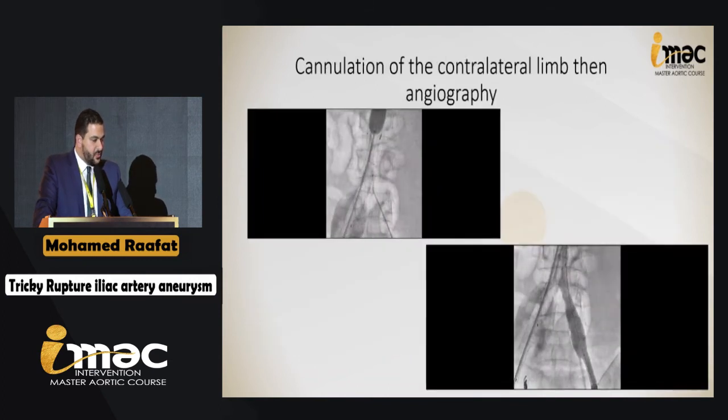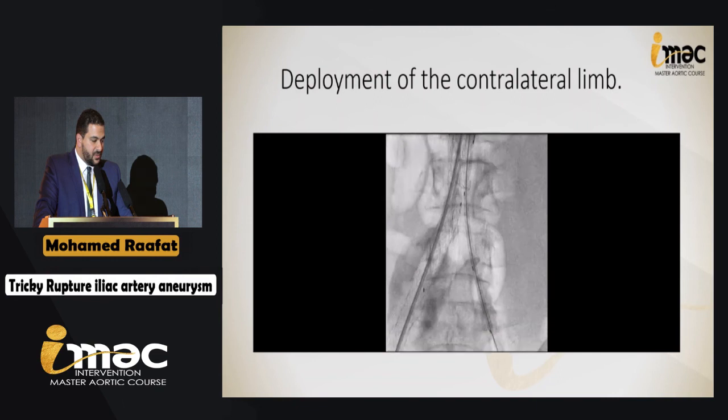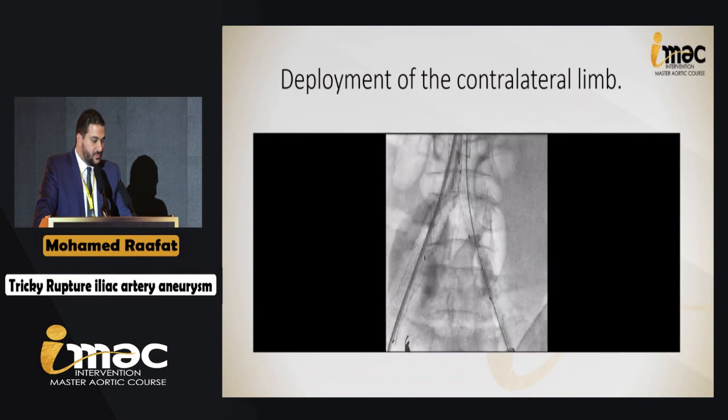So on the upper left corner, there was the trial to cannulate the gate. So once successful, a wire was passed, and angiography was done just to make sure that the stent would be placed in its proper position. Deployment of the contralateral gate was done.